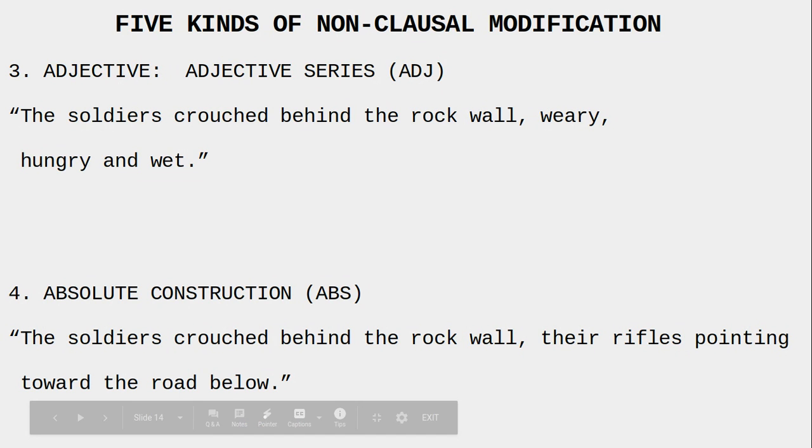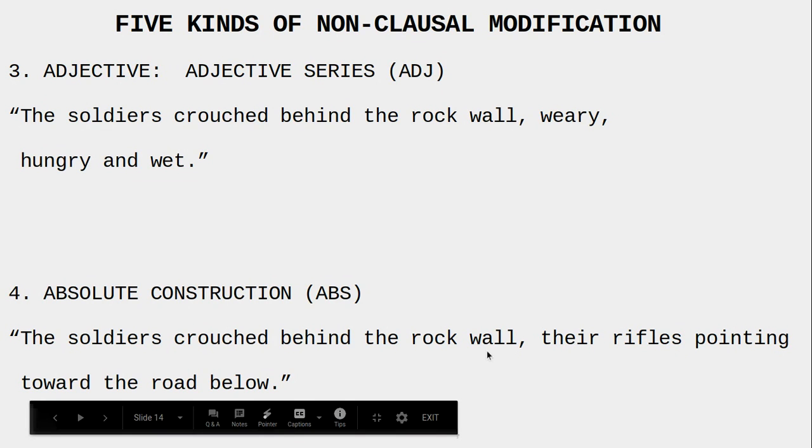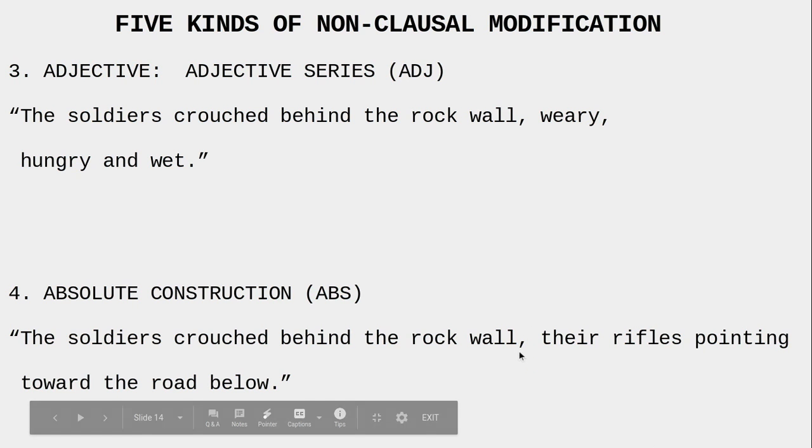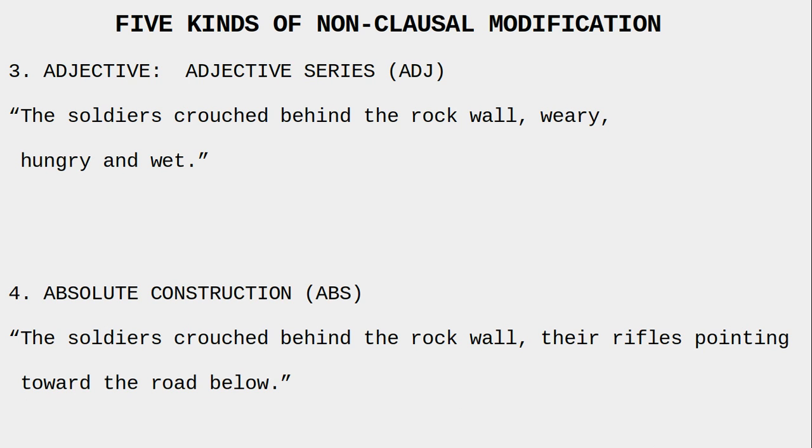Like their rifles don't just exist, but they're actually doing something. Their rifles were pointing toward the road below. That would be a separate clause. It would be an independent clause. And if that were the case, we would have a run-on sentence because the first independent clause and the second independent clause would not be joined correctly because that would be a comma splice right there. That one comma right between them. And that's a grammatical error, a punctuation error.